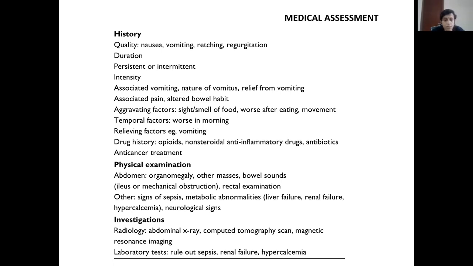If needed, an abdominal X-ray, if you suspect an obstruction or any constipation. To rule out sepsis, you can do the necessary laboratory tests. Only when you think that, okay, this is what I suspect, this is what I want to know, check it and start treating.